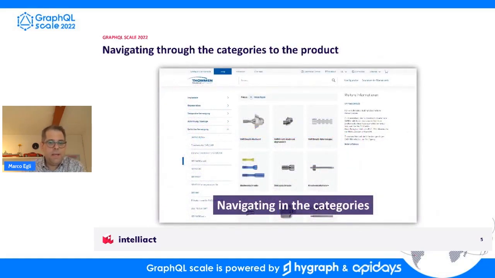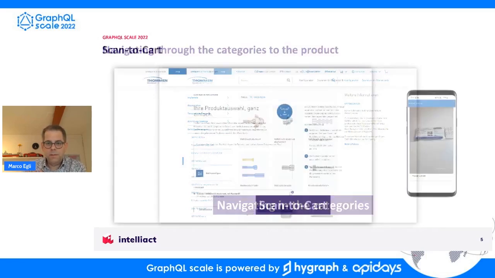So one way is navigating through the categories. This is pretty common. In each shop, there is a category system. So we also wanted to build a navigation via the hierarchy of categories to the products. And with the integrated configurator, resulting products can be added directly to the shopping cart.